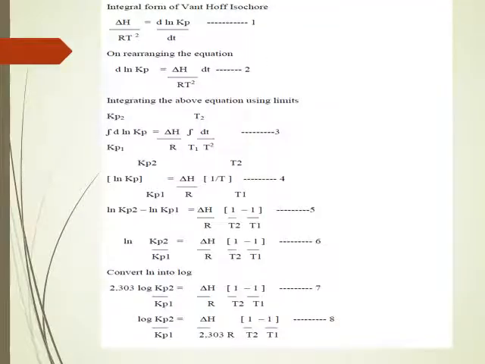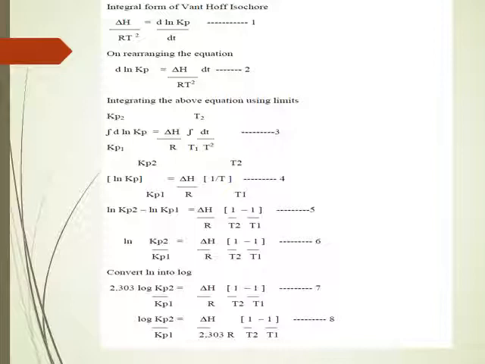Now going on to the integral form of the isochore, we know that delta H by RT square is equal to d ln Kp by dT. On rearranging the equation, d ln Kp is equal to delta H by RT square into dT. Integrating using the limits Kp2 and Kp1 and the temperatures T2 and T1, we get ln of Kp2 by Kp1 is equal to delta H by R into the integral of 1 by T square between the limits T2 and T1. Substituting the limits, we get the upper limit minus the lower limit. So ln Kp2 minus ln Kp1 is equal to delta H by R into 1 by T2 minus 1 by T1.